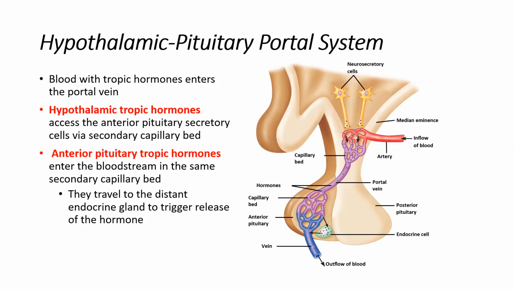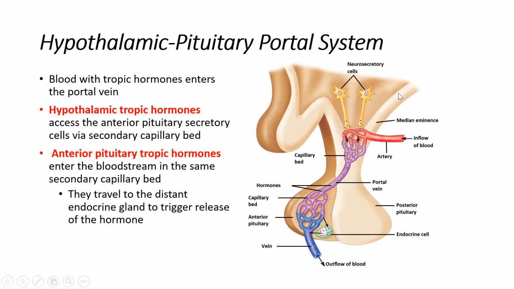So these tropic hormones access the anterior pituitary, and then they can enter the bloodstream and travel to their distant endocrine glands. They will then trigger the release of other hormones out in those various target glands. So I'm going to use one example here, but understand that there are many different tropic hormones and many different endocrine hormones. I'm going to use the thyroid gland, which we'll talk about in the next packet, to explain this hypothalamic pituitary portal system.